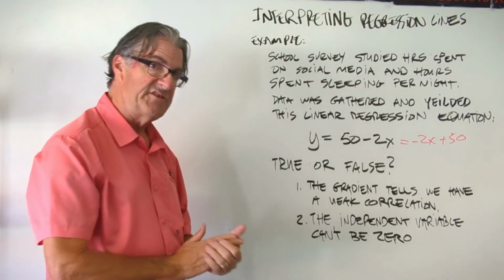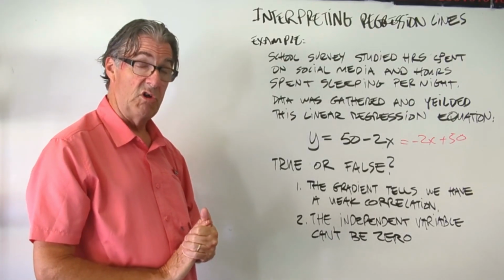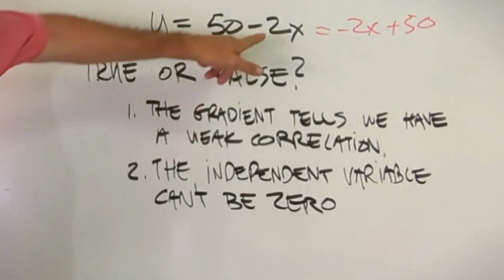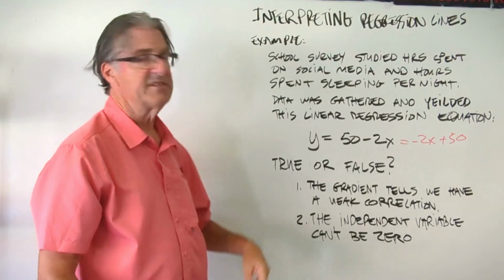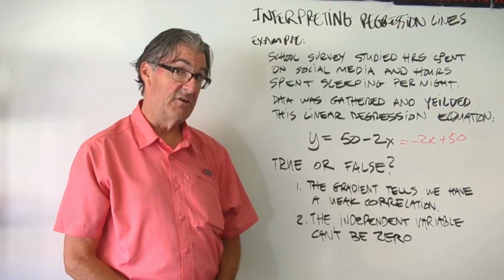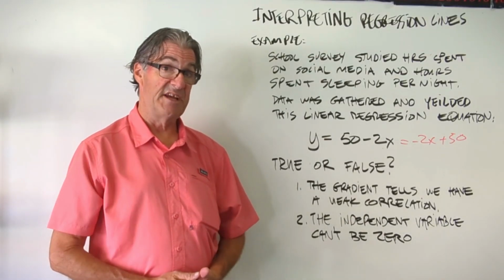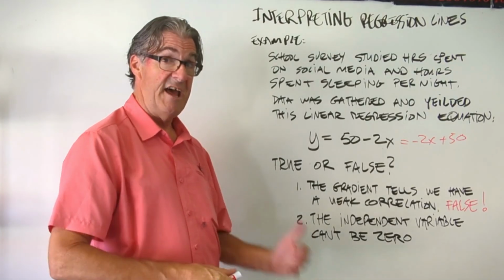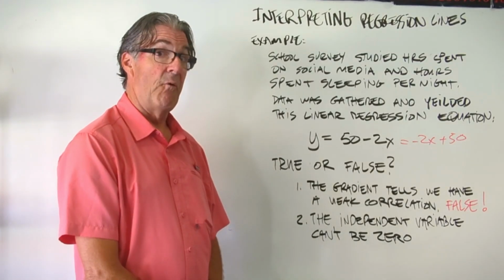Now, I really want you to pause the video and think about what your answer is before you roll it on. Okay, the first one. The gradient, the minus 2, tells us that we have a weak correlation. Pause the video, think about it, come up with your best answer, and come back. The answer is false. Now, pause the video and think of why.